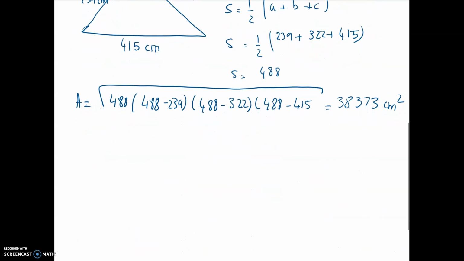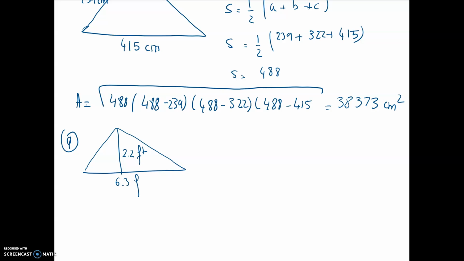All right, so let's move on to the next problem. On this next problem, I want to do problem number 9. On this problem number 9, I think it's interesting. What we have is a triangle. We have the height, which is 2.2 feet. And we have the side, which is 6.3 feet. And the question is find the area.